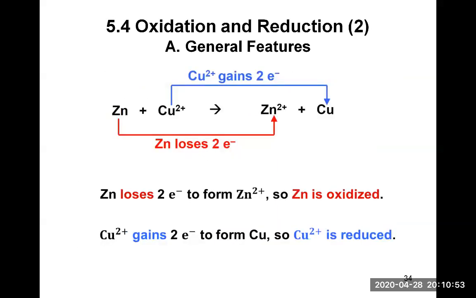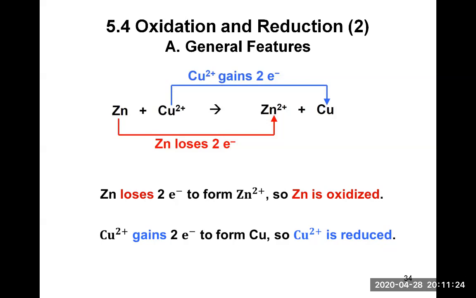So let's look at an example. If zinc as a metal is placed in a solution of copper ions, Cu2+, you will see that the copper will become the metal. It will deposit as copper metal, and the zinc will get corroded and become dissolved into the solution, into the ion zinc 2+.